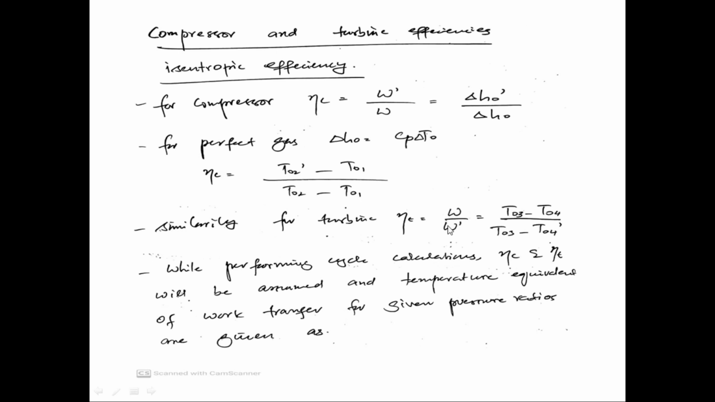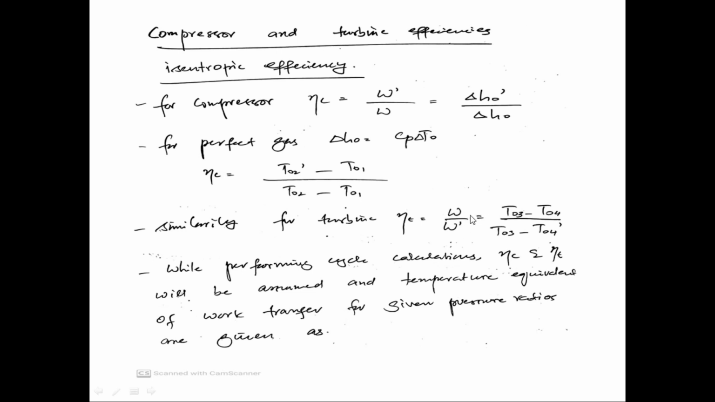And similarly for the turbine, the turbine efficiency is the ratio of the actual work done to the isentropic work done. Because of the irreversibilities present in the gas turbine components, the amount of work delivered by the turbine is lower than the amount of work produced by the turbine isentropically. So we can write the turbine efficiency as W by W dash. W is going to represent the actual work done by the turbine, and W dash is going to represent the isentropic work done by the turbine.